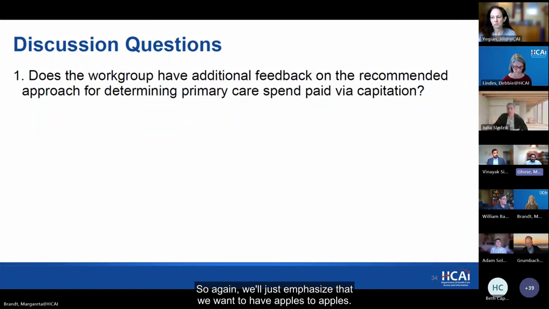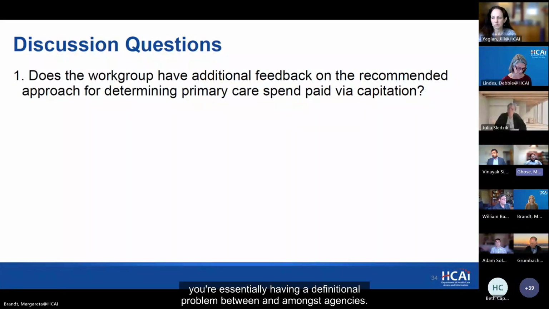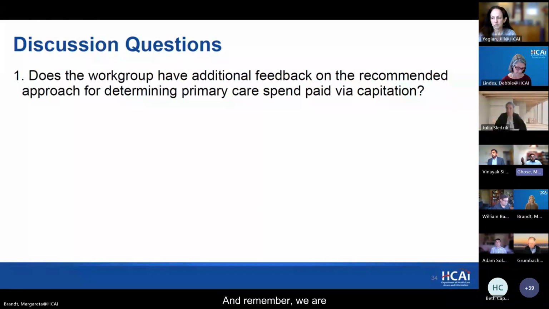So again, we'll just emphasize that we want to have apples to apples. We want to make sure that the broader definitions are being considered at all times. And you just pretty much provided the reason for that, given the TRI funding. If the TRI funding is looking at 582 codes and OHCA selectively uses 252, you're essentially having a definitional problem between and amongst agencies.